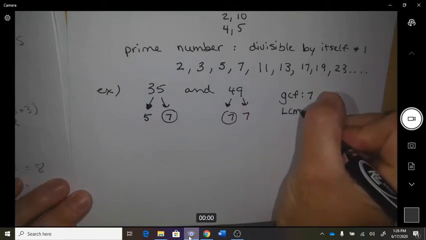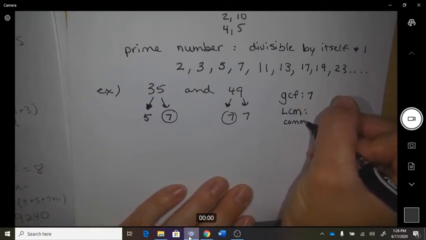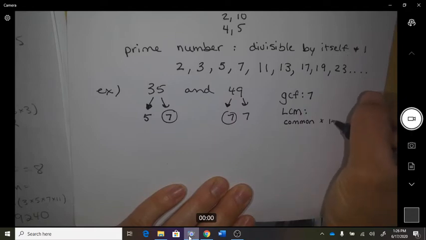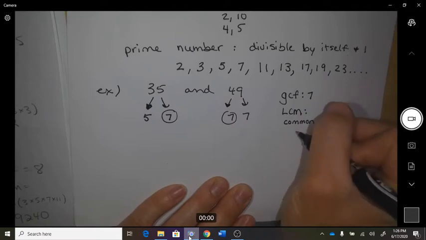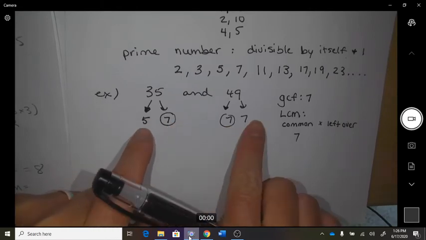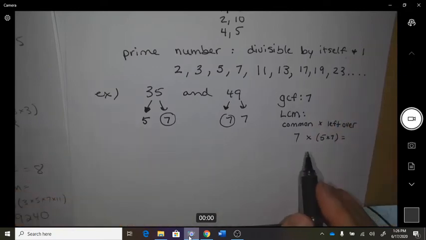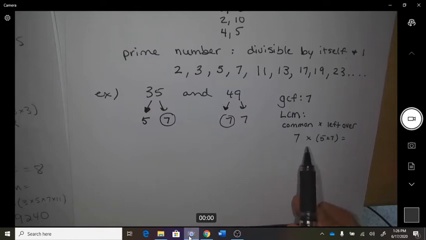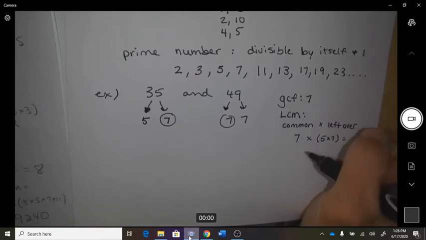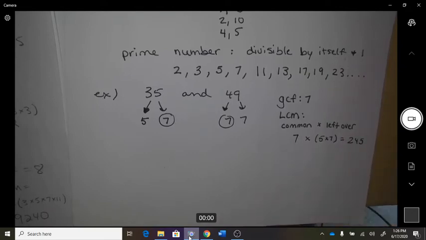And the lowest common multiple. So here's how you do it. You do common times leftover. So they had a 7 in common. And then what else do we have? We had a 5 and another 7. Okay, so then you just go to your calculator, or we could try it in our heads, whatever, and you get 245. So that's the lowest common multiple.